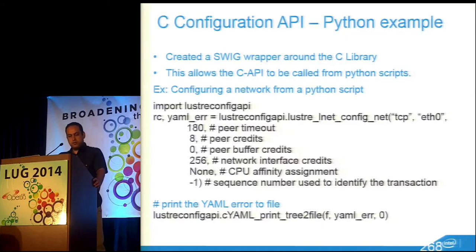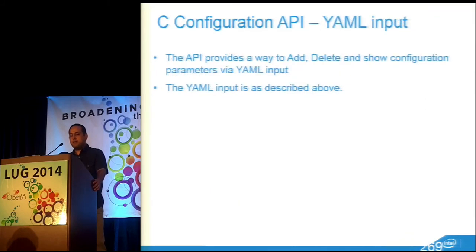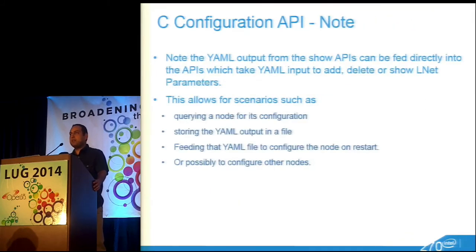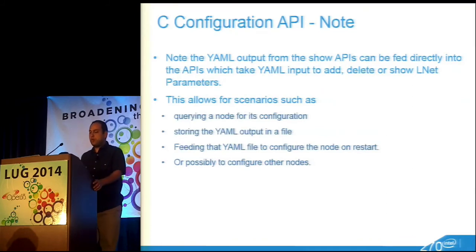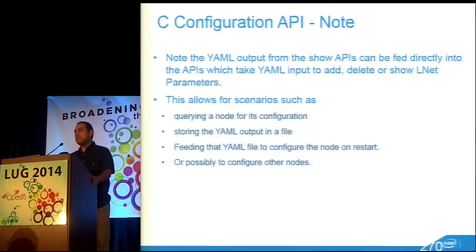Okay. The last thing I'd like to talk about is the fact that the output from the show API, or from when you export the API, is directly importable. So it allows for scenarios like, for example, you query a node for its configuration, you store that YAML file, and then you can feed that configuration in when you restart the node. Or if you have multiple nodes and you want to configure all the nodes exactly the same, you can just use that file to configure all nodes. So that, in a nutshell, is DLC. Any questions?